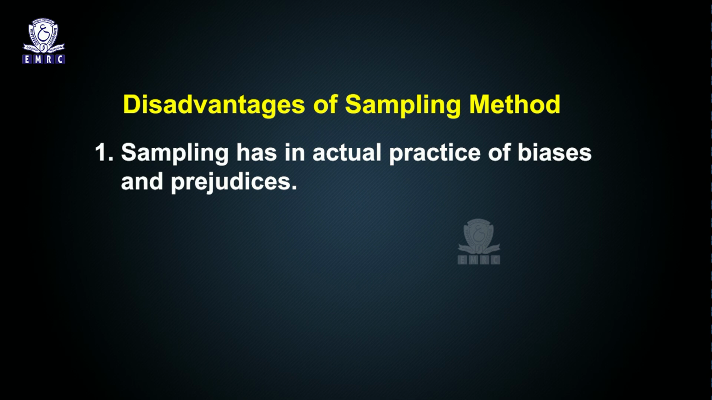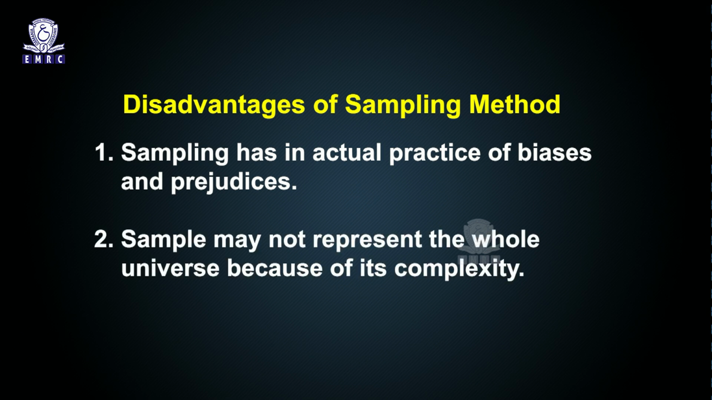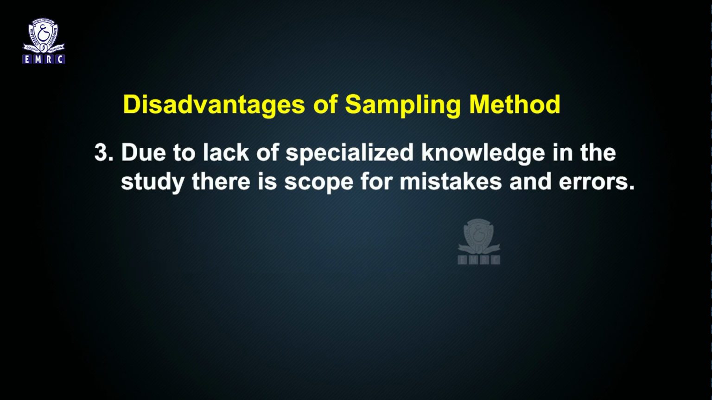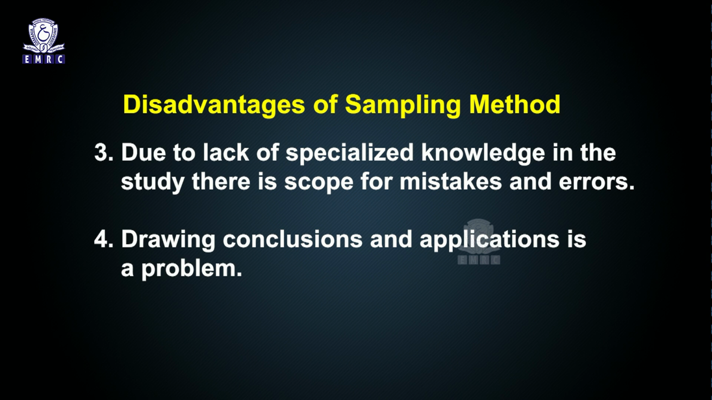Now let us discuss the disadvantages of sampling techniques. First one, sampling has, in actual practice, biases and prejudice. Sample may not represent the whole universe because of its complexity. And due to lack of specialized knowledge in the study, there is a scope for mistakes and errors. And drawing conclusions and applications is also a problem.